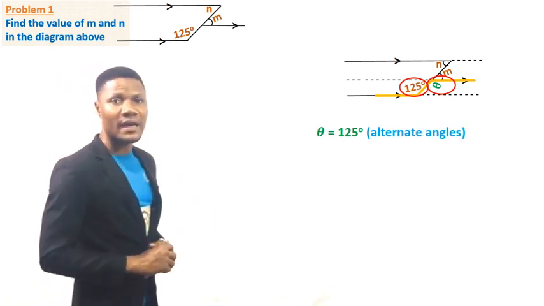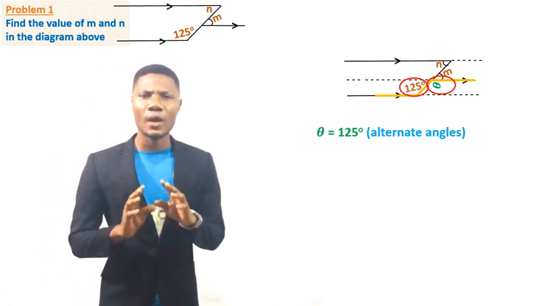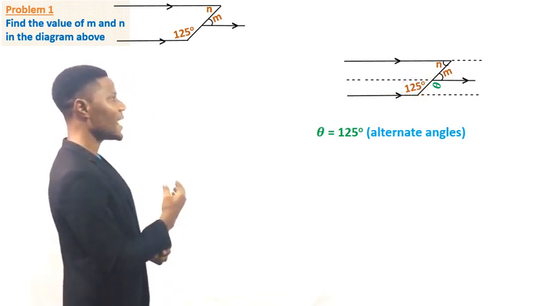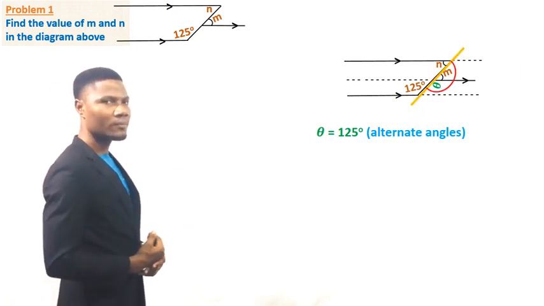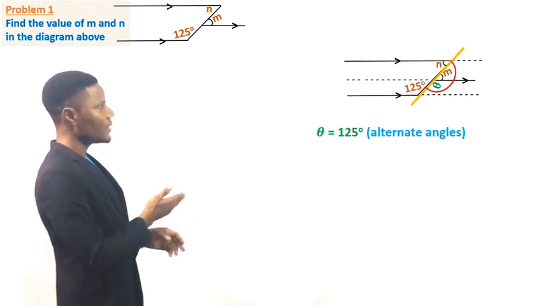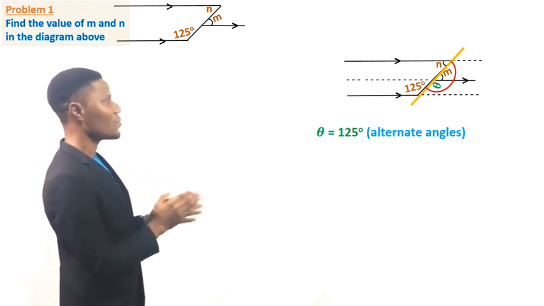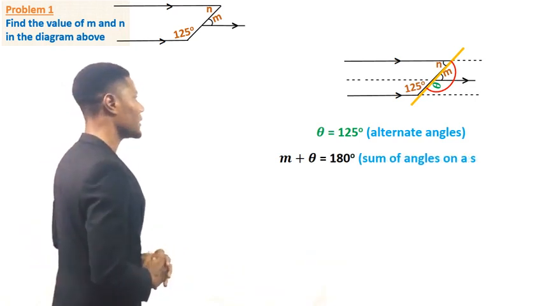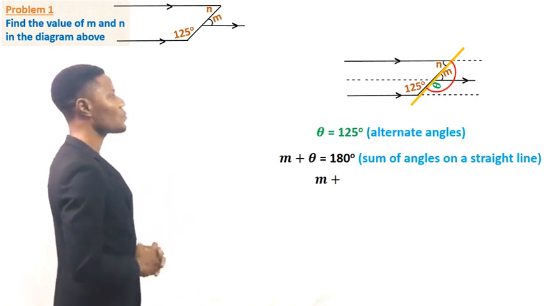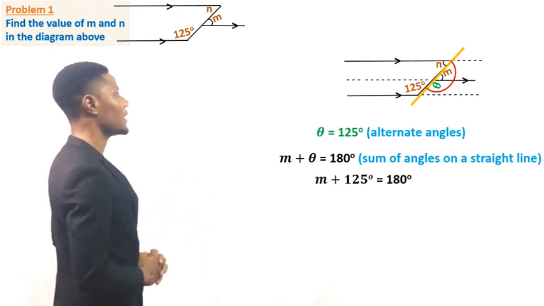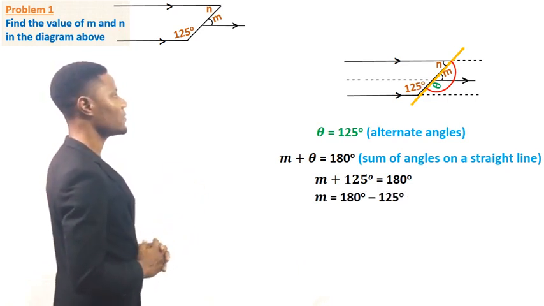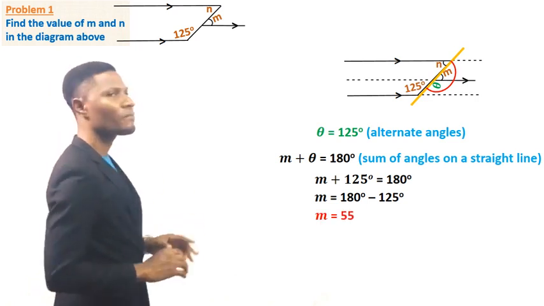Now the next letter we need to find is our m. How do we look for m? If you observe the diagram carefully, you discover that there's a relationship between m and theta. And what is that relationship? It is called sum of angles on a straight line. You can see the line being drawn is a straight line showing the relationship between m and theta. So m plus theta is equal to 180 degrees. And our theta is 125 degrees, so m plus 125 degrees is equal to 180 degrees. m is equal to 180 degrees minus 125 degrees. So the value of our m is 55 degrees.